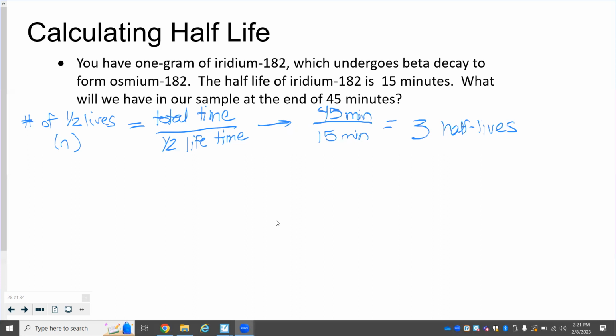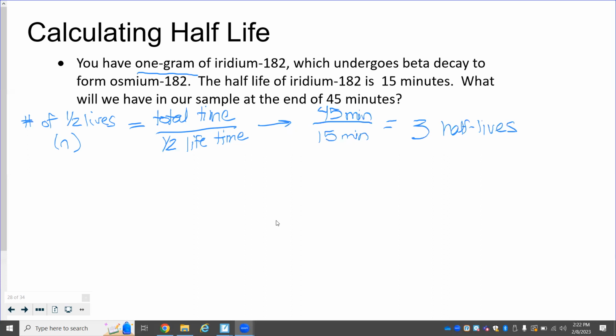This question I wanted to use as an example because it tells you the isotope is iridium-182, but that is not the mass that you are starting with. You are starting with 1 gram of that isotope. So the easiest way I found to solve for these is to set it up as a table.